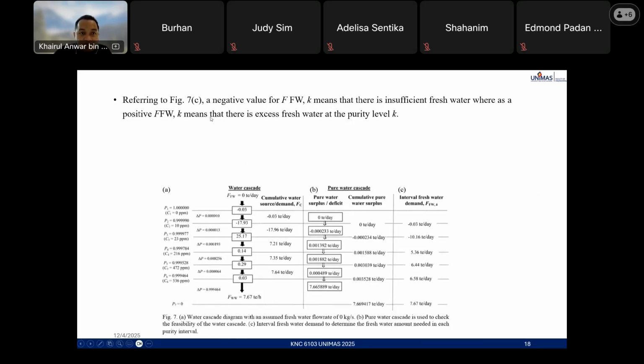Referring to figure 7C, a negative value for FFW means there is insufficient fresh water, whereas positive FFW means there is an excess fresh water at the purity level K.